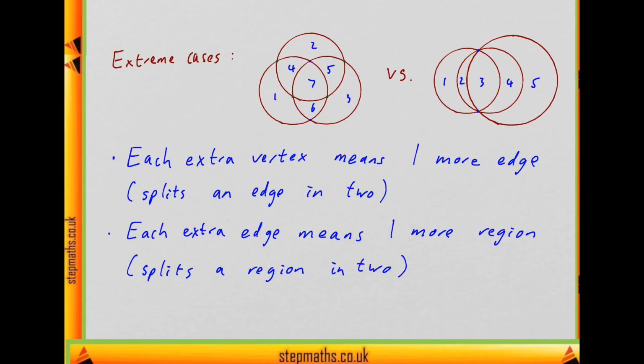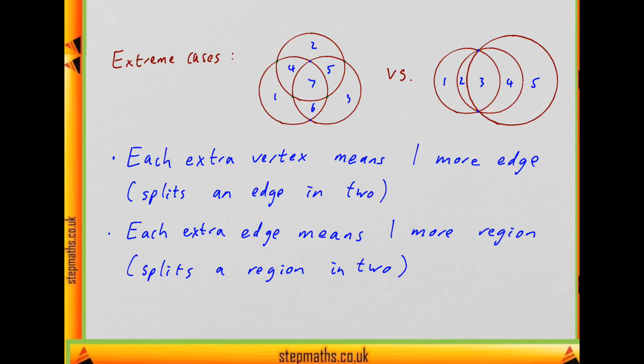And when you add an extra edge, that means you add an extra region because it splits a region in 2. So this case is easier because there's fewer edges. When I added this edge, it split what was one region into what are now 2 and 3. When I added this outside edge, it split the outside region which wasn't counted into another outside region that still isn't counted and an inside region. So every edge, whether it's on the inside or the outside, adds one more region.